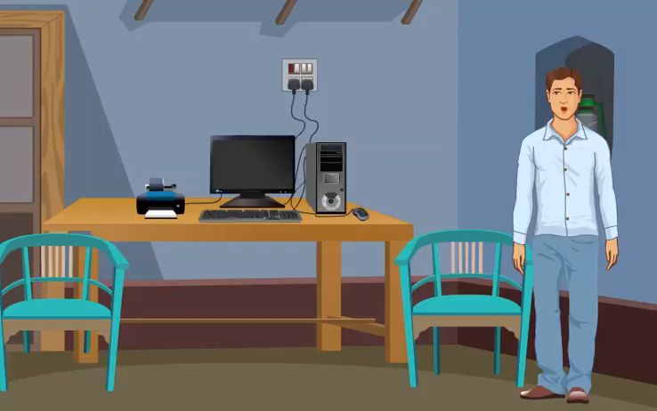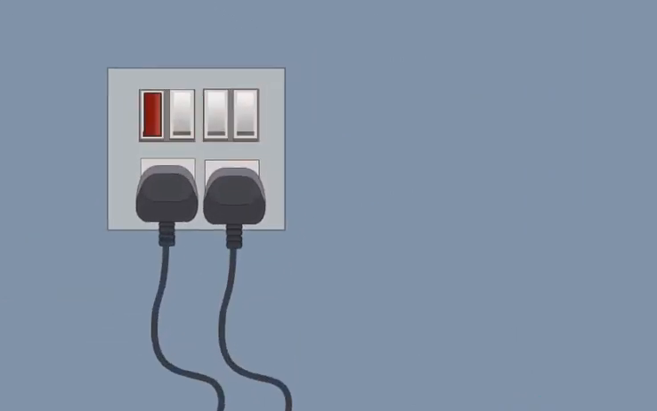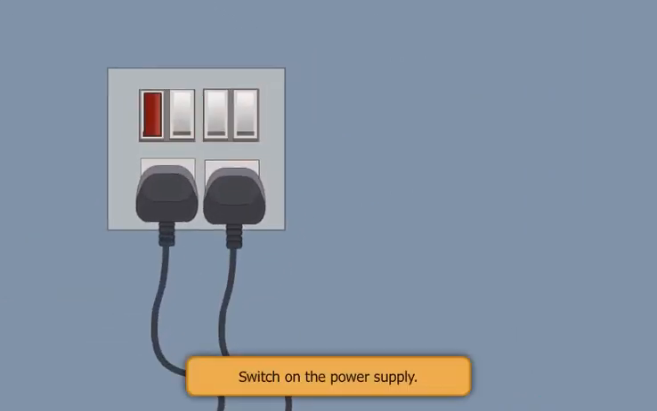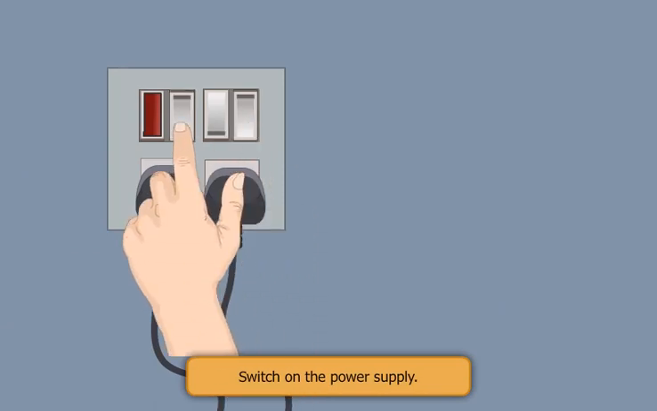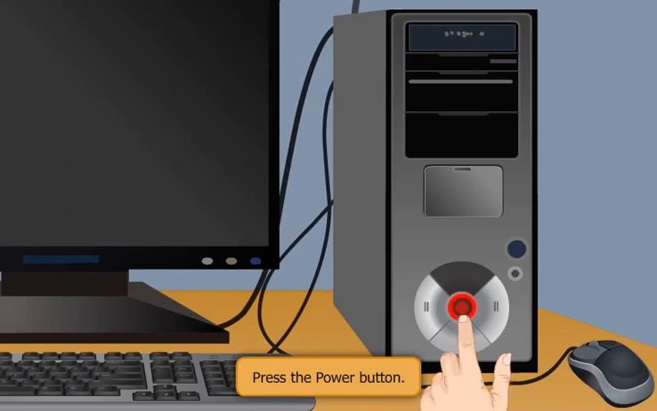We now know how to assemble all the peripherals together and set up a computer. Now, bring it into its life. Let's start it. To start a computer, first, switch on the power supply for both the system unit and the monitor. Now, press the power button of the system unit. It is usually located on the front side of the system unit. Ensure that the LED of the system unit is turned on.